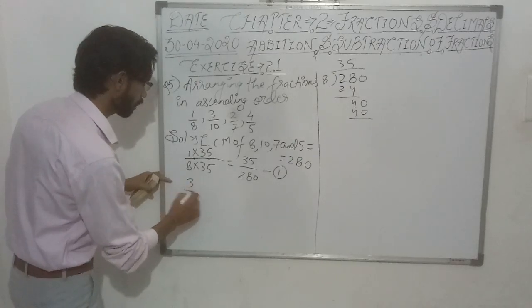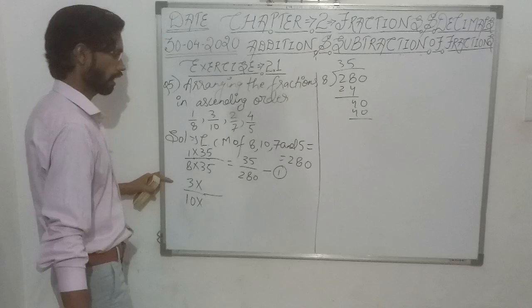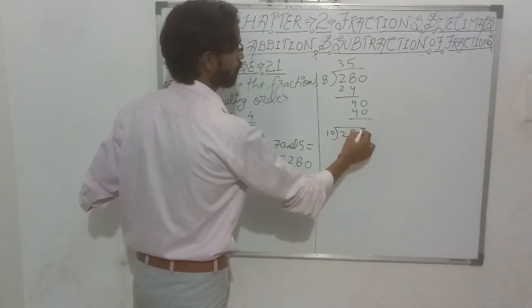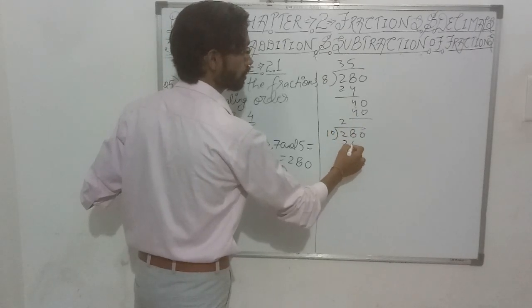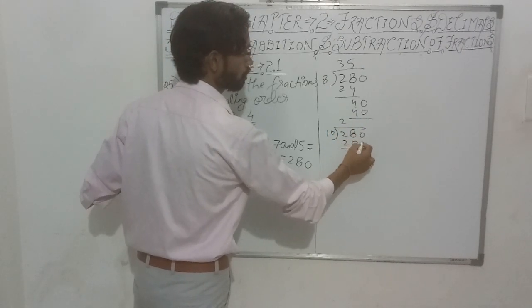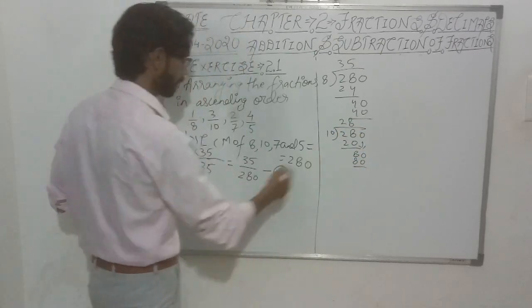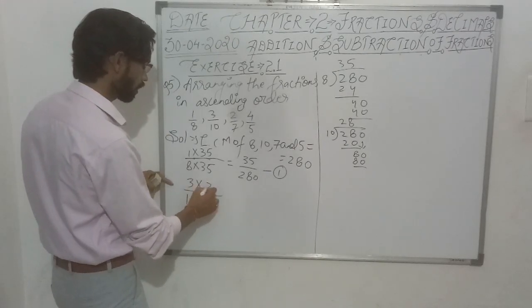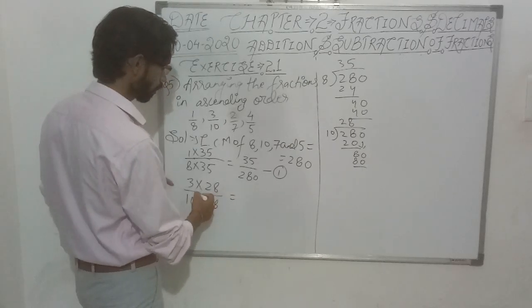We'll take up 3 by 10. Again 280 we will write down in the rough. We'll divide by 10. What we have got? 10 2s are 20, 10 8s are 80. That means we have got 28. So 28 in the denominator, multiply 28 in the numerator. So what we have got?